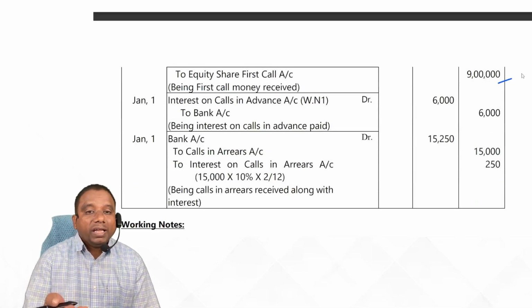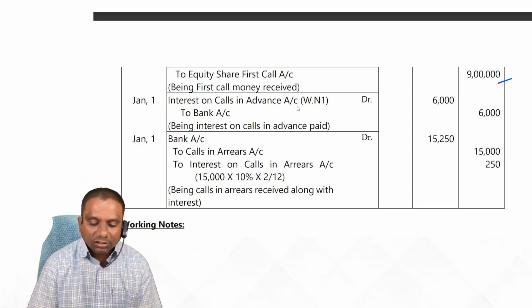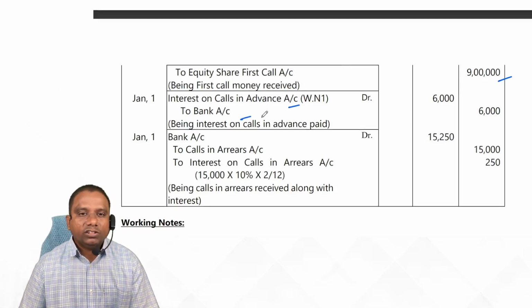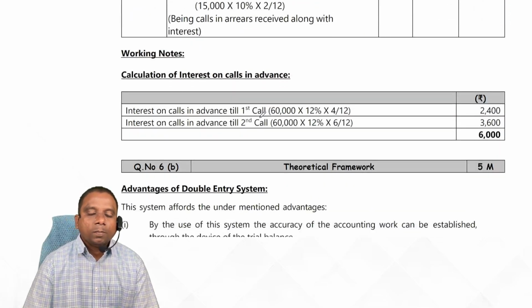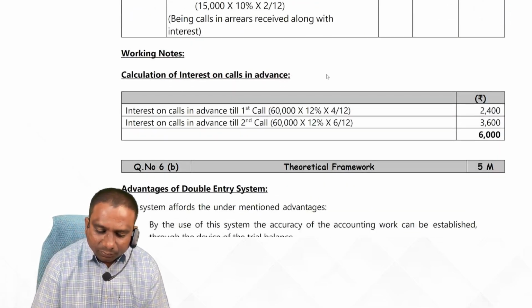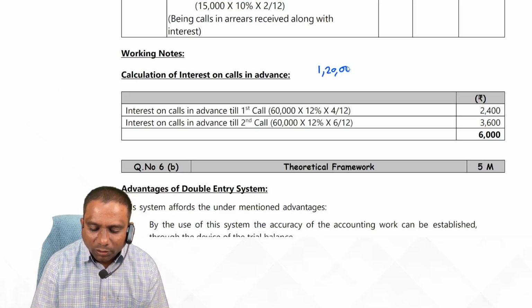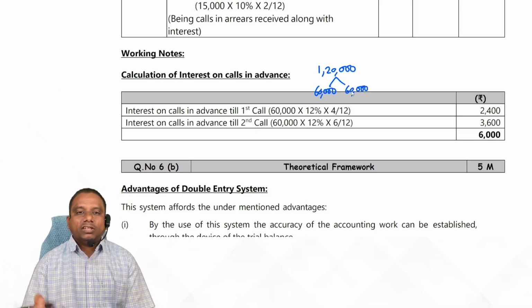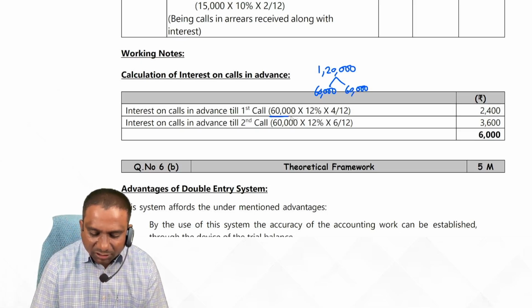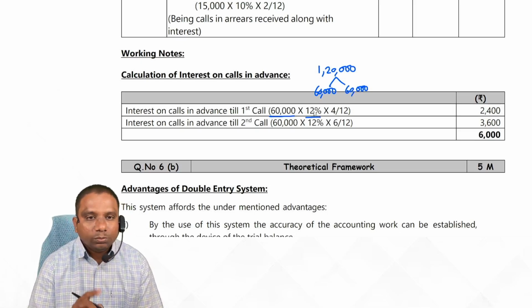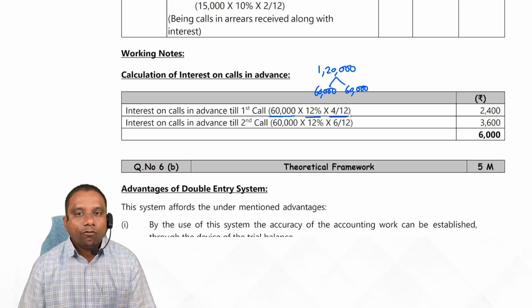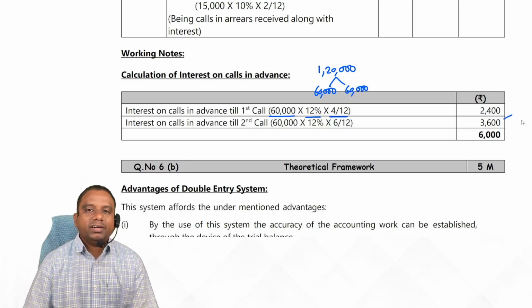Now we have to pay interest. So interest on calls in advance account debit to bank account. Here interest calculation is important, students. Look at working note. First, total amount we received 1,20,000. Out of that 60,000 for first call and 60,000 for the second call. See, first call amount 60,000 into rate of interest is 12% into this amount is received 4 months in advance, 2,400.